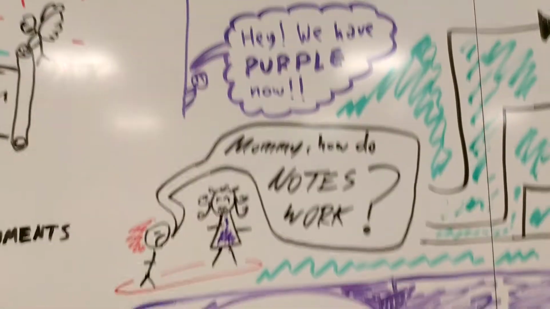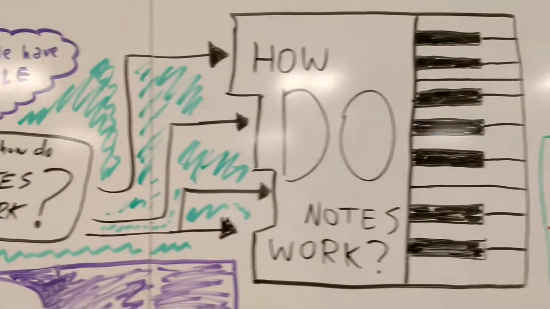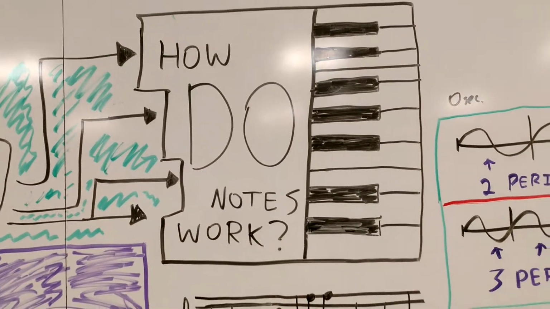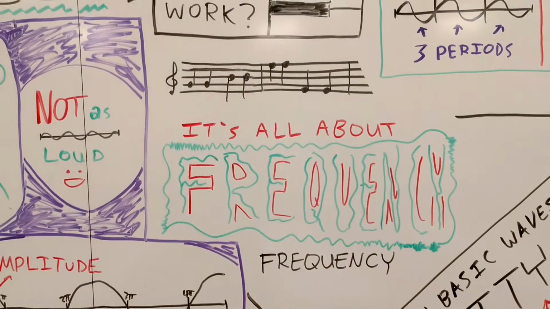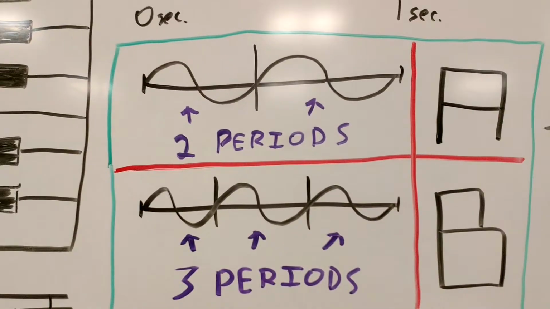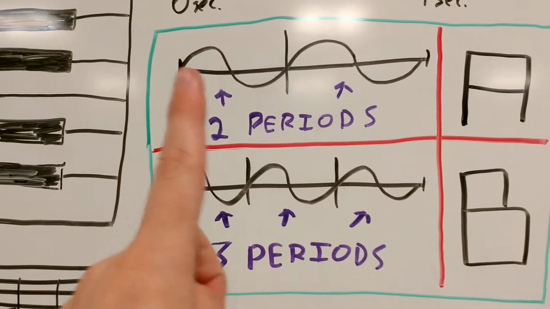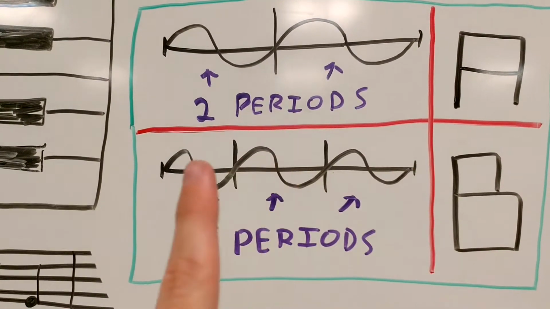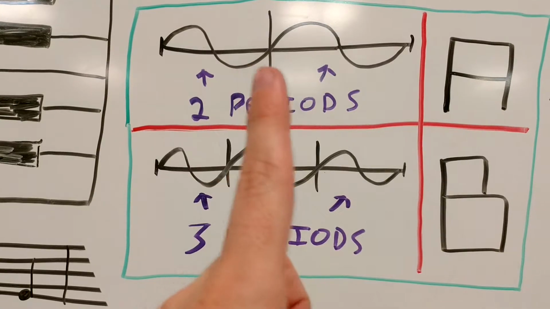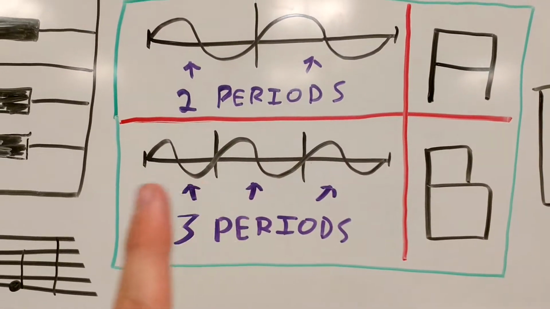How do notes work? I have purple in the presentation now, if you didn't notice. How do they work? Well, it's all about frequency. Let's look at an example. Here are 2 waves, but each one has a different frequency. This is the same amount of time for each wave, but the top one only repeats itself 2 times. The bottom one repeats itself 3 times.